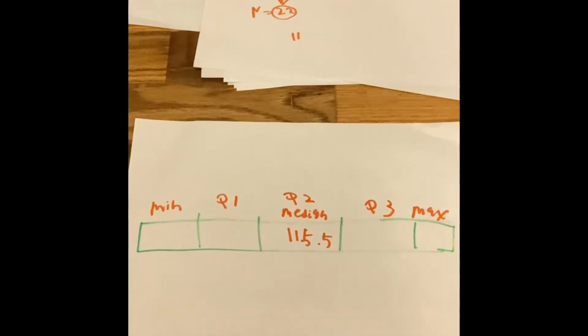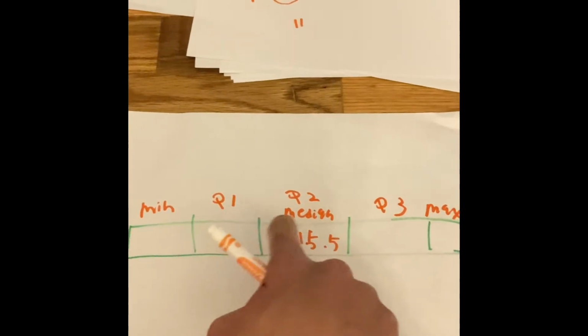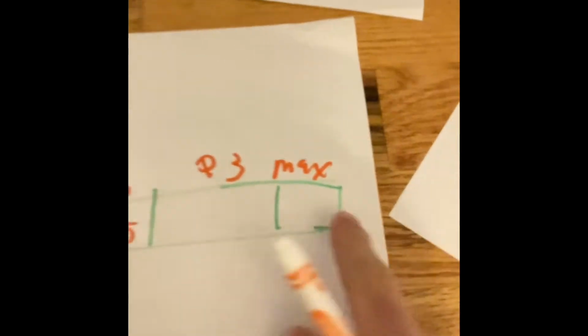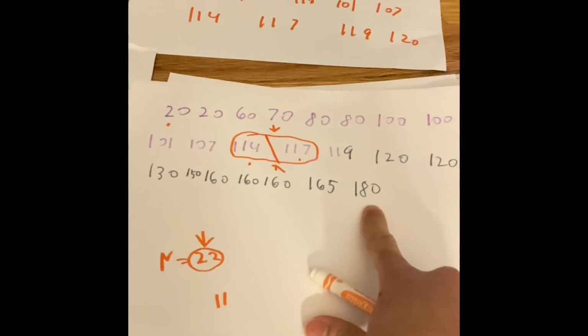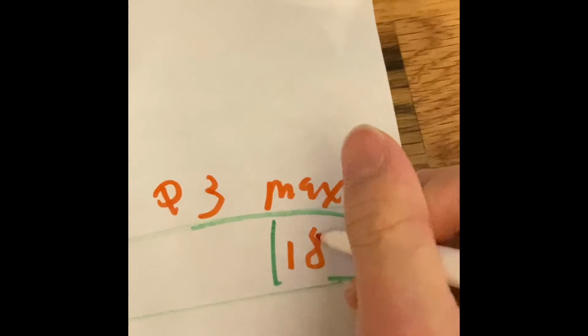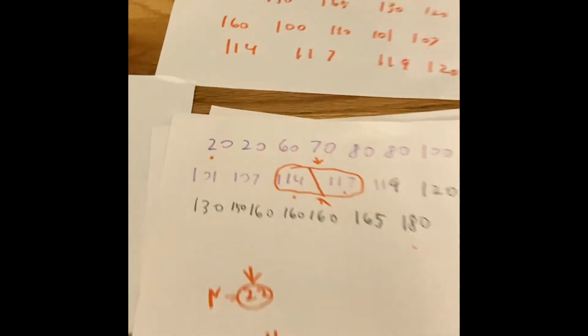So what we have here is a table that is going to represent the minimum, the 25% line, the median, the 75% line, and the maximum. The maximum is going to be the largest number of the order. So we can say that 180 is going to be the maximum because that's the biggest number listed on the chart. We can also say that the minimum is 20 because that's the smallest number that's on the chart.